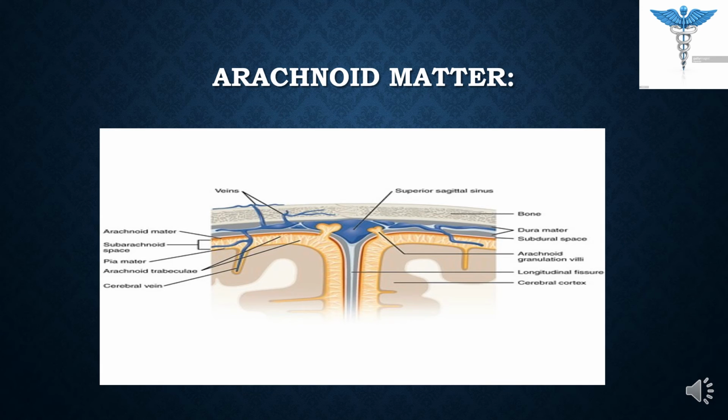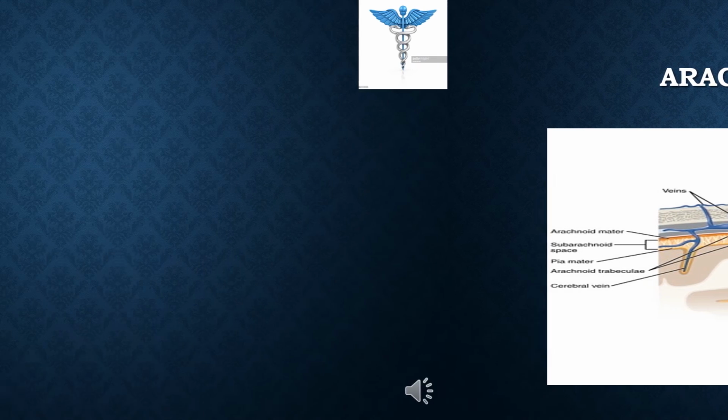And one more most important thing is that the spinal subarachnoid space extends down as far as the second sacral vertebra. This is most important that you have to remember, that the spinal subarachnoid space extends down as far as the level of the second sacral vertebra. You have to remember the level. Second sacral vertebra.